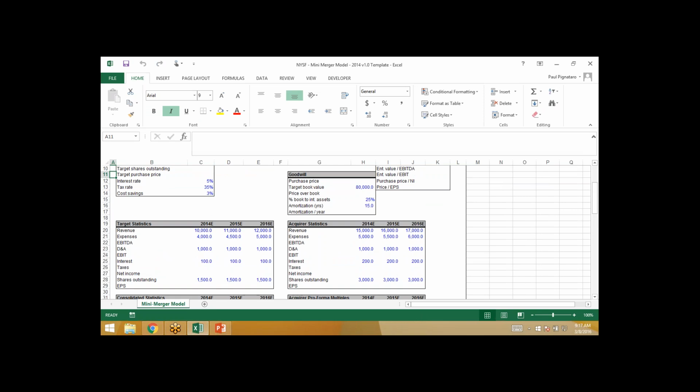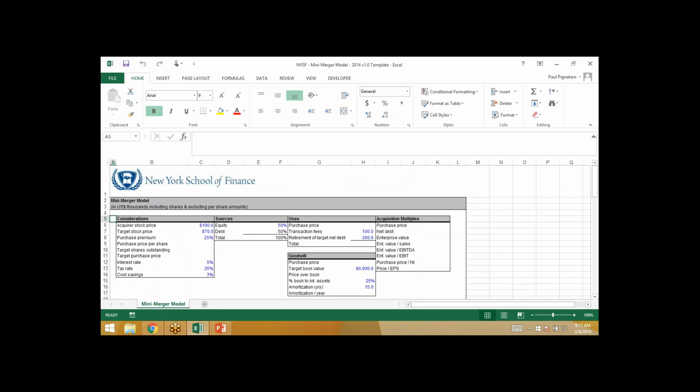A lot of accretion dilution analyses have all these VLOOKUPs, HLOOKUPs, all these kinds of crazy Excel functionality that, for instructional purposes, you lose the point as to what's going on. The purpose of this is to lay out the point of what's going on so we can understand stress testing variables. Great for an interview. If you have a phone interview, you should have this open, right?